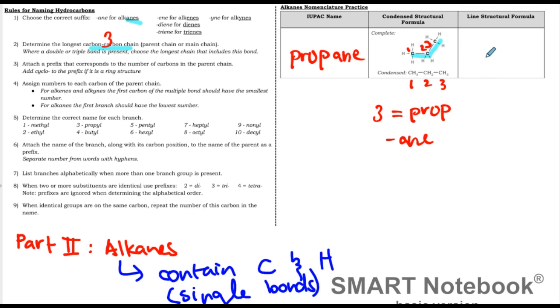So I'll just rotate it and draw it like this, kind of like a mountain peak, where this terminal end and this terminal end both represent carbons. Carbon, carbon, and this vertex here also represents the middle carbon. This is our line structural formula for propane: 1, 2, 3 carbons.